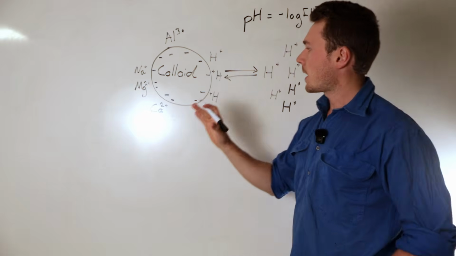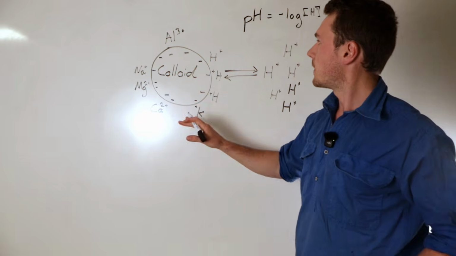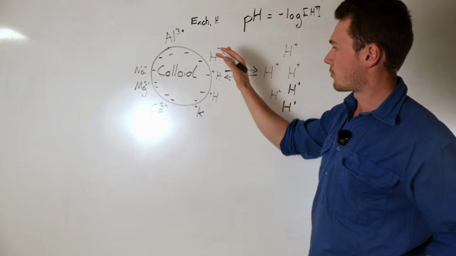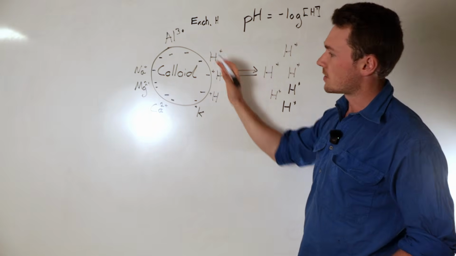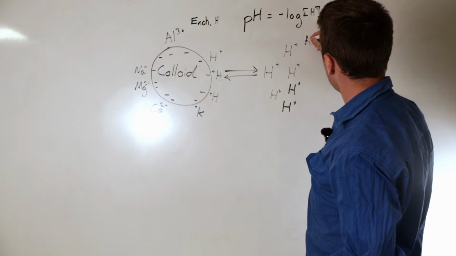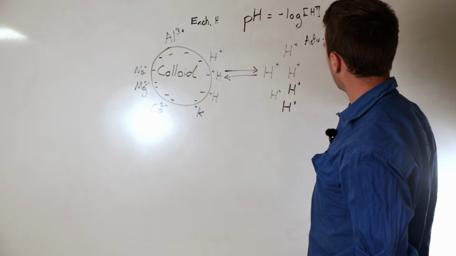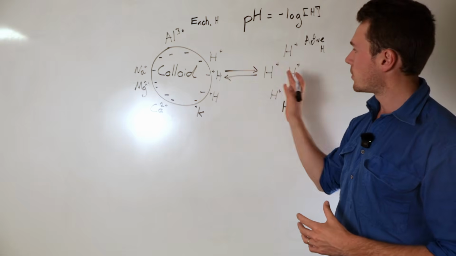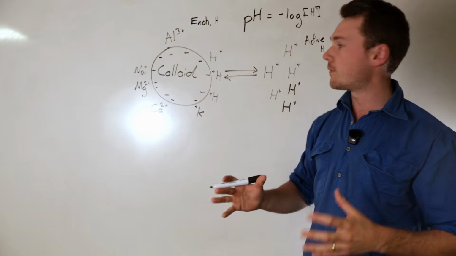So to start off, we have the two components of soil acidity. We have exchangeable hydrogen, which represents the amount of hydrogen actually stuck to the clay colloid. And then we have our active hydrogen, which is really the hydrogen within the soil solution. Both of these contribute to the overall acidity of the soil.